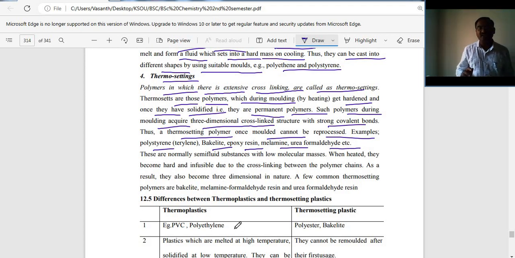These are normally semi-fluid substances with low molecular mass. When heated, they become hard and infusible due to the cross-linking between the polymer chains. As a result, they also become three-dimensional in nature. A few common thermosetting polymers are bakelite, melamine formaldehyde resin and urea formaldehyde.